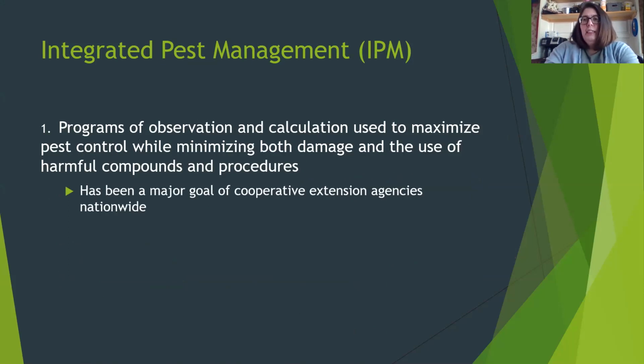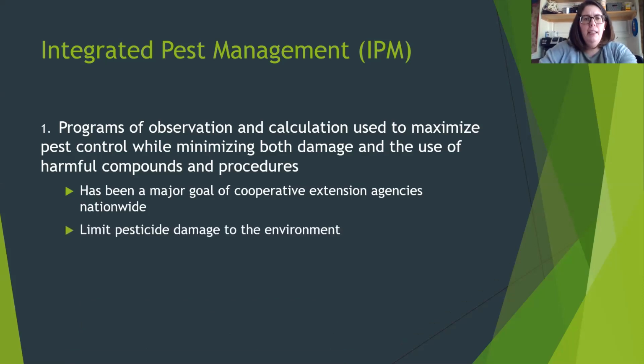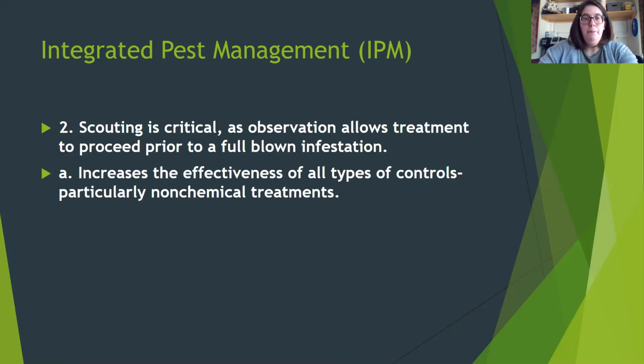Cooperative extension agencies nationwide will go out to farms, help farmers with IPMs. We want to limit pesticide damage to the environment because, as you know, we do have a tendency to get blamed for environmental damages. We want to scout, as observation allows treatment to proceed prior to a full-blown infestation.